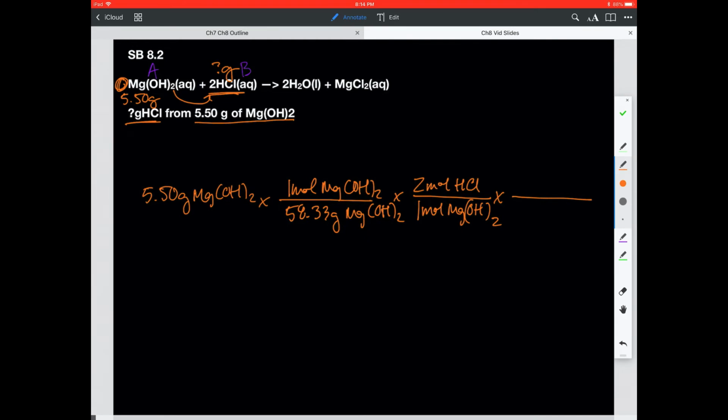Finally, we know that 1 mole of HCl, what's this last conversion factor called? Molar mass. So 1 mole of HCl has a mass of 36.46 grams of HCl. And then when we go back through here, we see that grams of HCl cancel, moles of MgOH2 cancel, and we've converted to the right unit, and so probably our work is right, and then we just need to type it in correctly. Yes, makes sense?